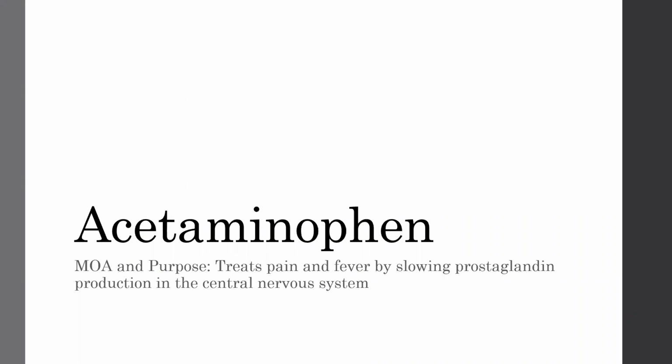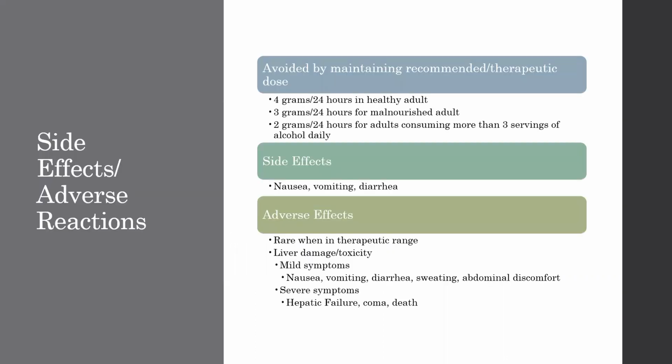Then moving on to Tylenol. Tylenol is used to treat pain and fever by slowing prostaglandin production in the central nervous system. The side effects and adverse reactions to Tylenol include nausea, vomiting, and diarrhea. And the adverse effects are rare when we use it at therapeutic range. So we want to make sure that they're within therapeutic range.